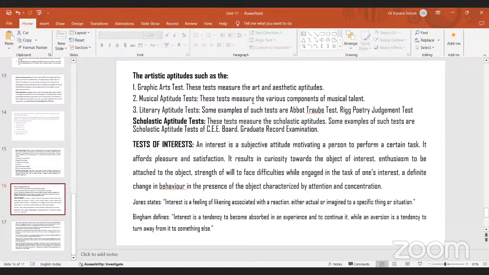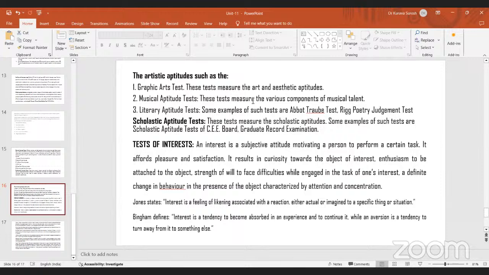Artistic aptitude, such as a graphic art test, measures art and aesthetic aptitude. Musical aptitude covers the various components of musical talent. Literacy aptitude tests include, for example, reading poetry and judgment.